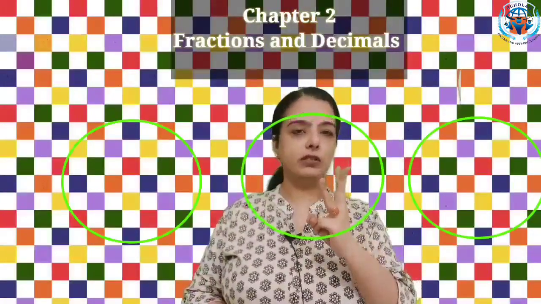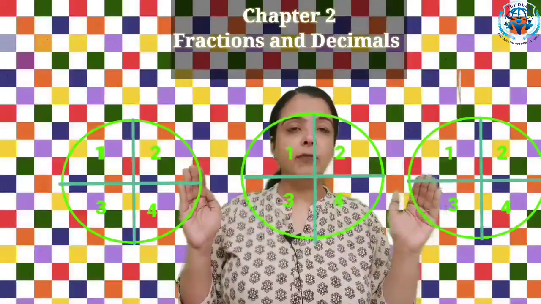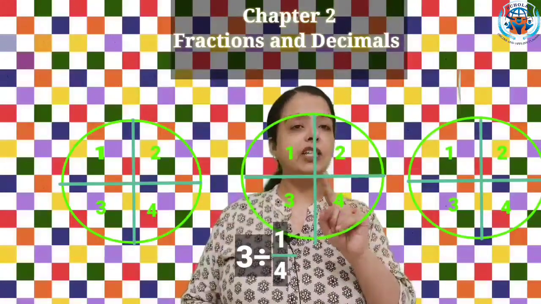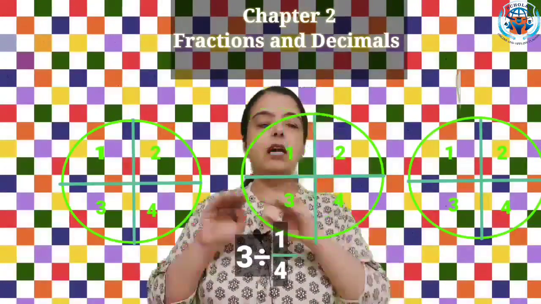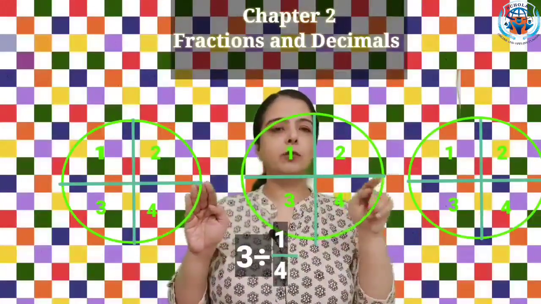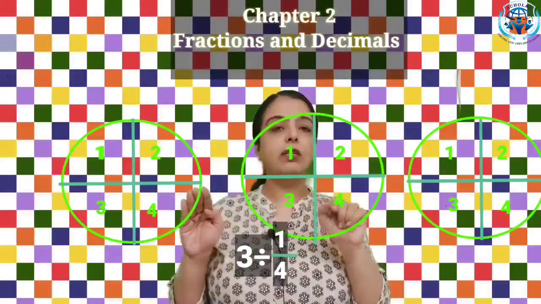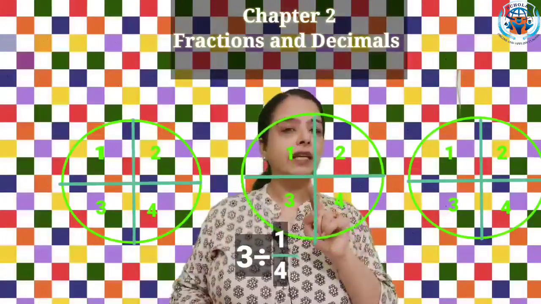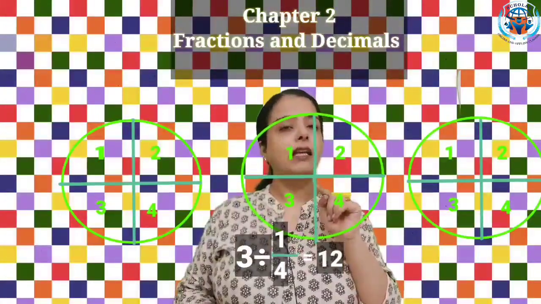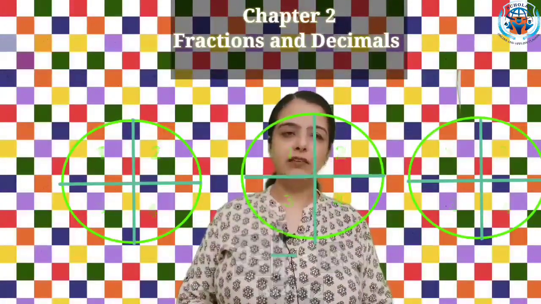If there are 3 wholes, and each whole is divided into 4 parts, then the total number of parts will be given by 3 divided by 1 by 4, because each part is 1 by 4. Now see, these are 3 wholes, these are 4 parts, 4 parts, 4 parts. If we count all the parts, these are equal to 12. That means 3 divided by 1 by 4 is equal to 12. At the same time, 3 into 4 is also 12. 3 fours are 12, right?